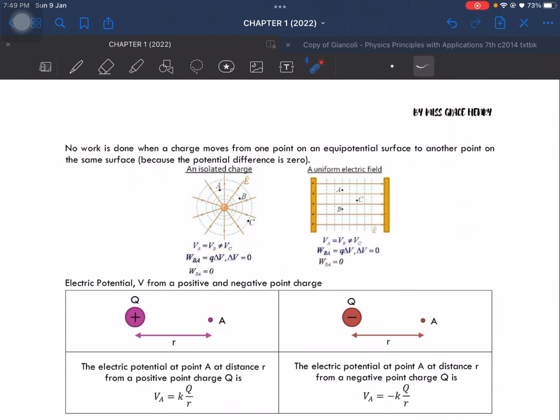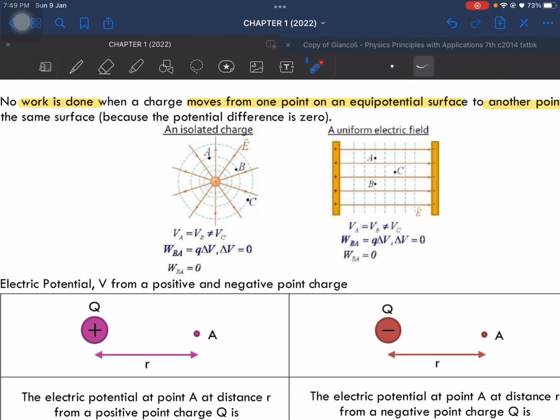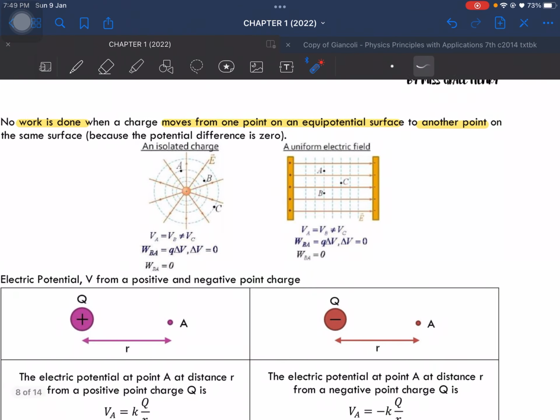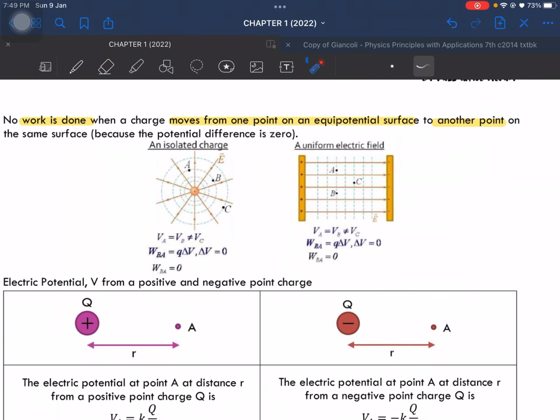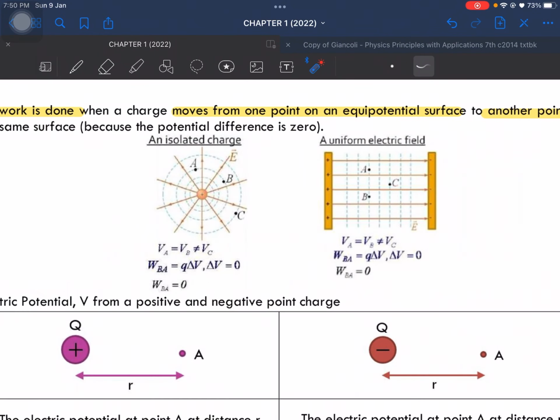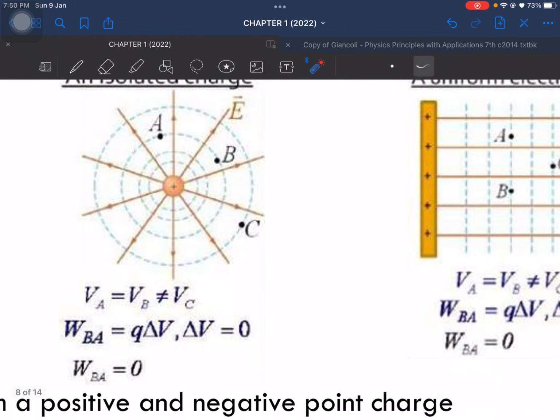Right, and then because of these equipotential lines and surfaces, no work is done when a charge moves from one point on an equipotential surface to another point. Like this just now. This one is more clear. The reason there is no work done is because the potential difference is zero. If you look at what I'm saying just now, this diagram describes it clearly.